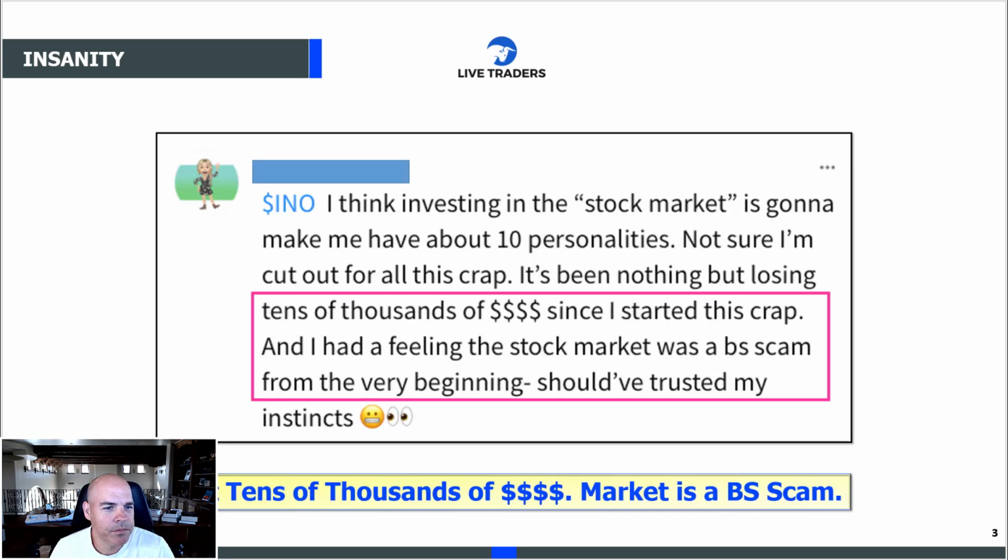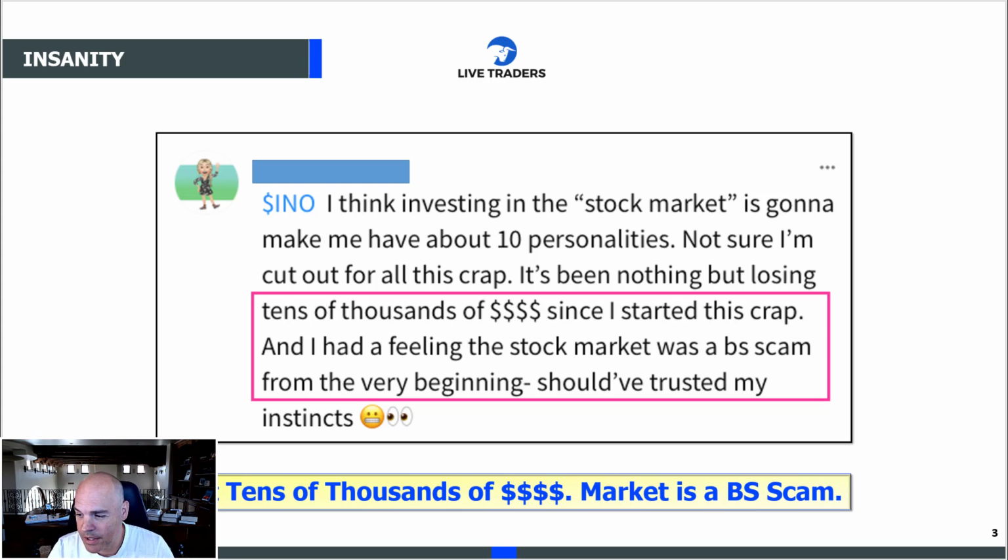All right. So the first one is, I think investing in the stock market is going to make me have about 10 personalities. Well, I'm sure you've all felt that way at some point, right? So that's not too crazy. We've all kind of gone through that emotional roller coaster. And then it says, not sure I'm cut out for all this crap. You've probably been through that too, right? So far you're like, well, geez, Jared, there's nothing insane about this. That sounds pretty normal. It's been nothing but losing tens of thousands of dollars. Well, the losing part is fine, right?